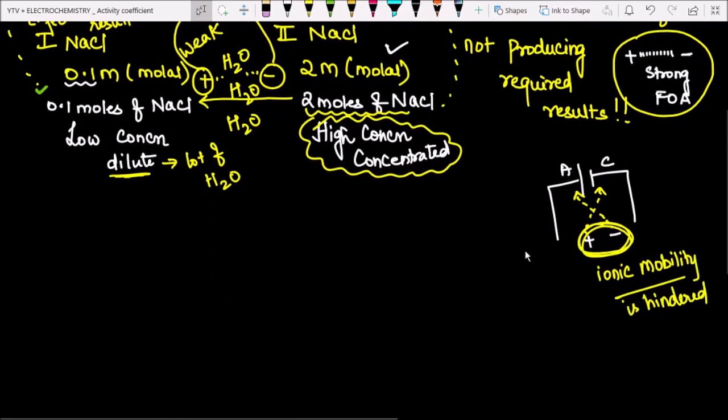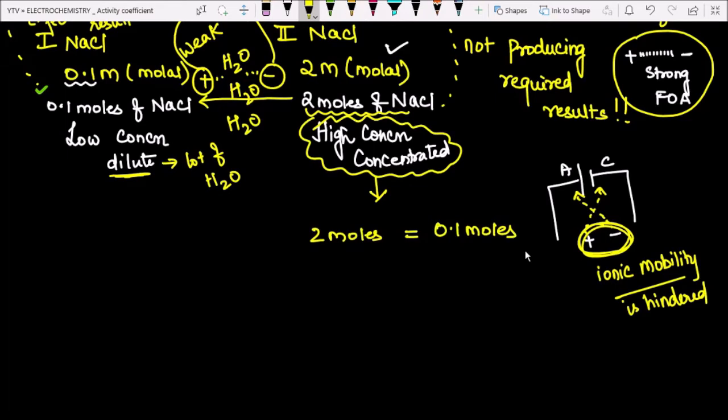So I can write it as 2 molar, or let's simplify it as 2 moles, which is equal to 0.1 mole. Why am I telling it like this? Because a 2 molar solution is behaving like 0.1 mole. Now I require a standard. If a 2 molar solution is behaving like 0.1 molar, then what will be the case of a 1 molar solution, which means 1 mole? If 1 mole is present, what could be the result?